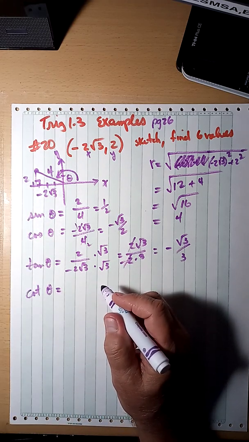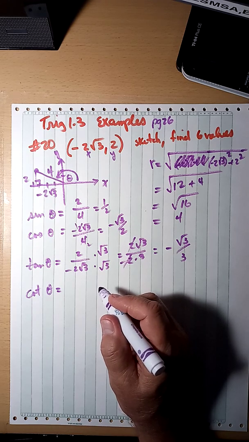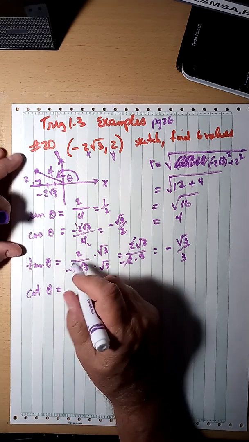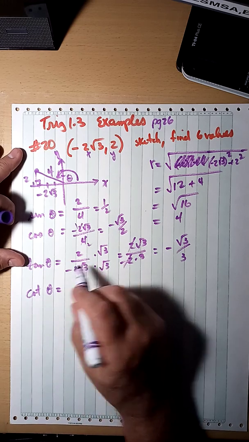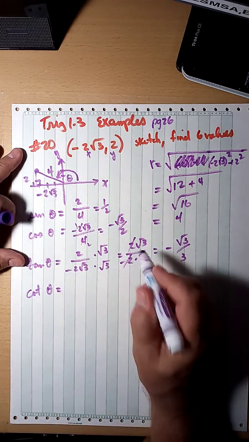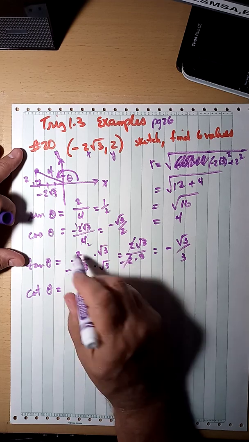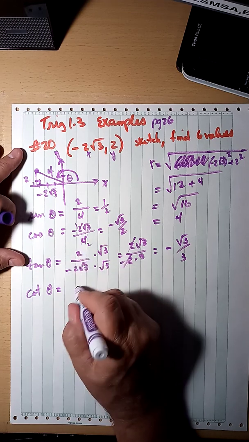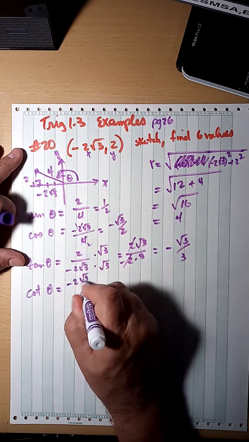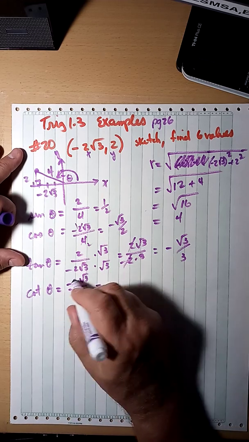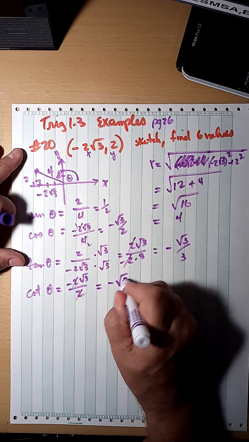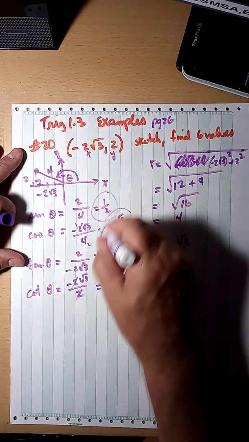Sometimes it's easier to start noticing that some of these are ratios of others. They're all ratios of others. The cotangent is just the reciprocal. So instead of 2 over negative 2 square roots of 3, this will be negative 2 square roots of 3 over 2, or x over y. Well, the 2's cancel, you get the negative square root of 3. So I guess we should be circling these, right?